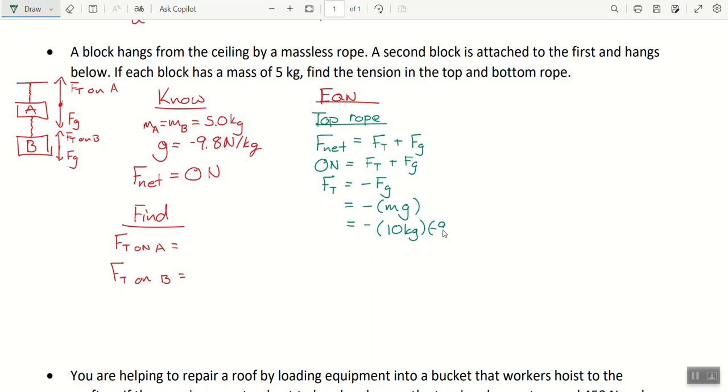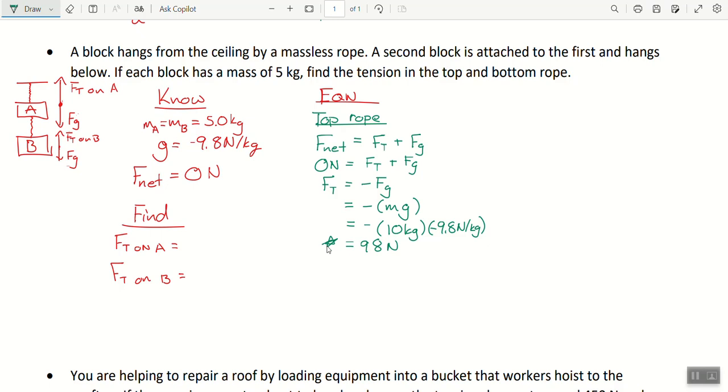Negative 9.8 newtons per kilogram. And maybe I've just had a change of heart and I will start including units in here. I can't decide what's easier. Negative 10 times negative 9.8. I think it's 98 newtons. Okay, without getting too crazy.